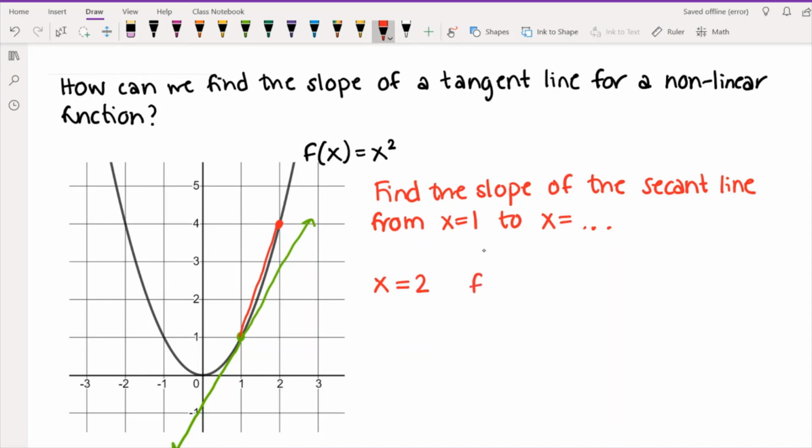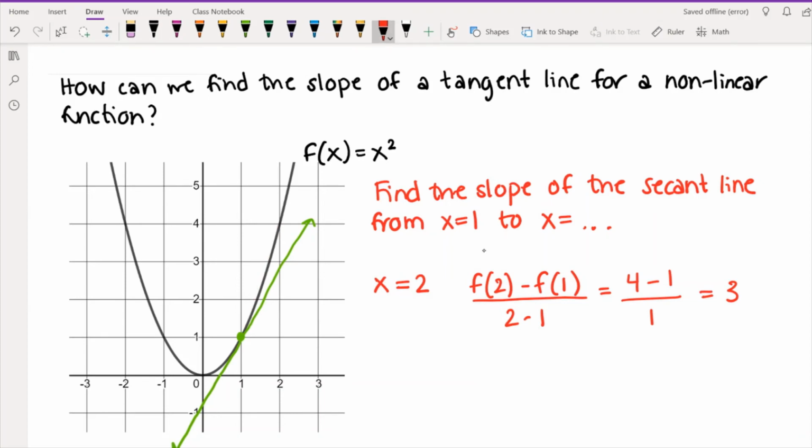Well, we do f of 2 minus f of 1 over 2 minus 1. And for this one, you can kind of just look at the picture and get it from there, right? So f of 2 is equal to 4, f of 1 is equal to 1, 2 minus 1 is 1, and so we get a slope of 3. So we know that that's an overestimate, right? We know that that's not the correct slope, but it gives us some rough idea of what the slope of that green line is. So how can we get better?